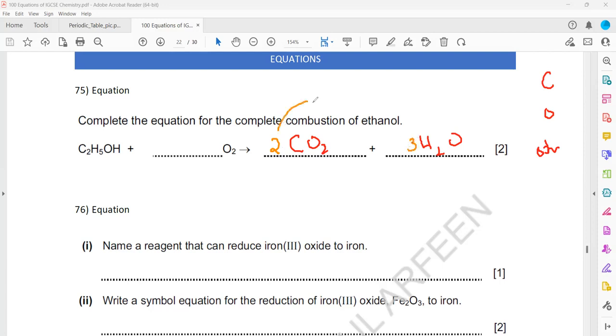Now, what about oxygen? This is 2 multiplied by 2, 4 here. And this is 3. So 4 plus 3, total 7 oxygen. 1 is already there. And we have 2. So which number should I multiply? 2 multiplied by 3 makes 6. And 6 plus 1 makes it 7. So this is a balanced equation for the combustion of ethanol. Is it clear? Yes.